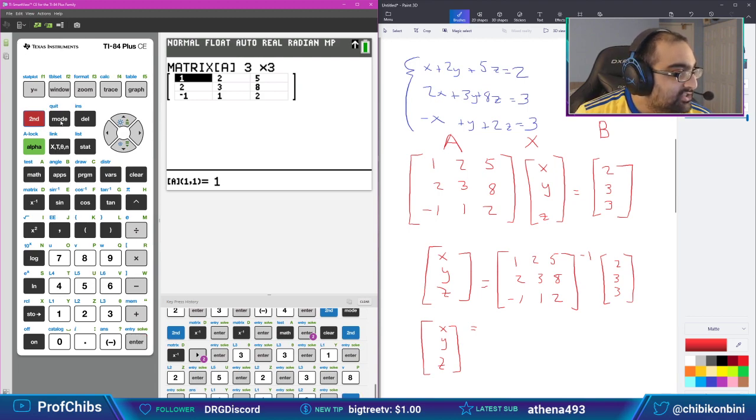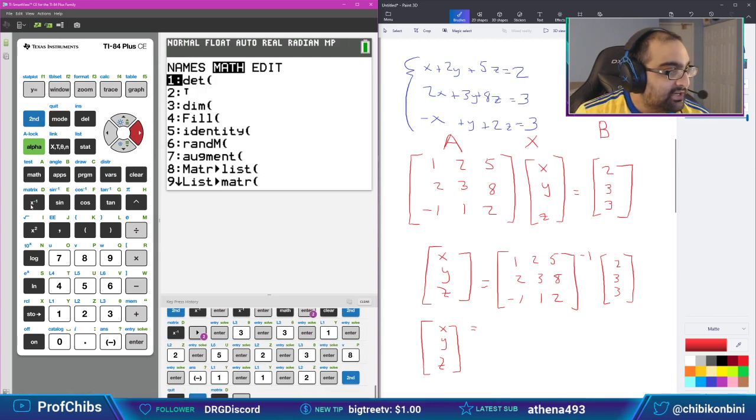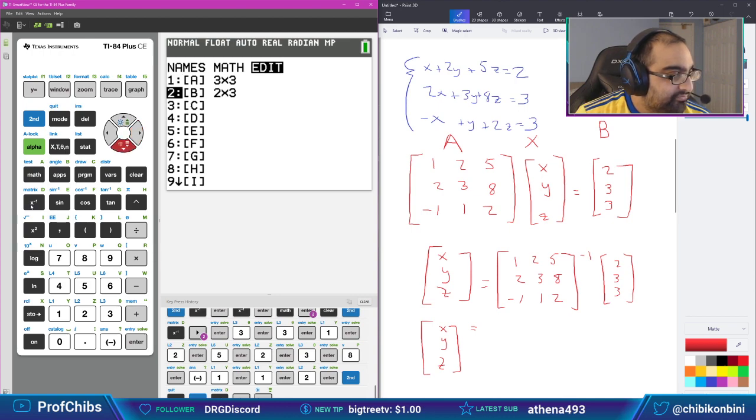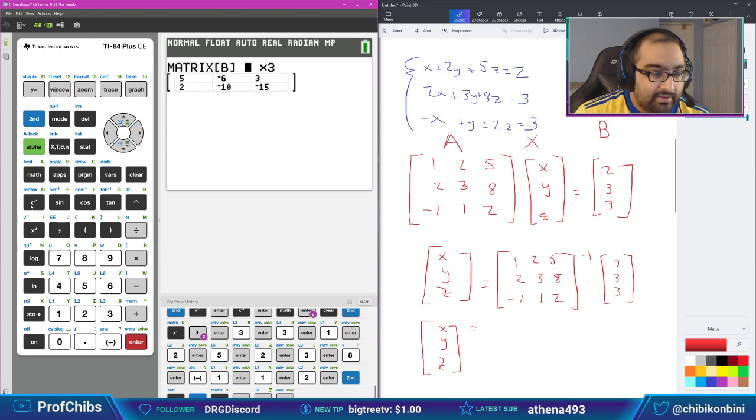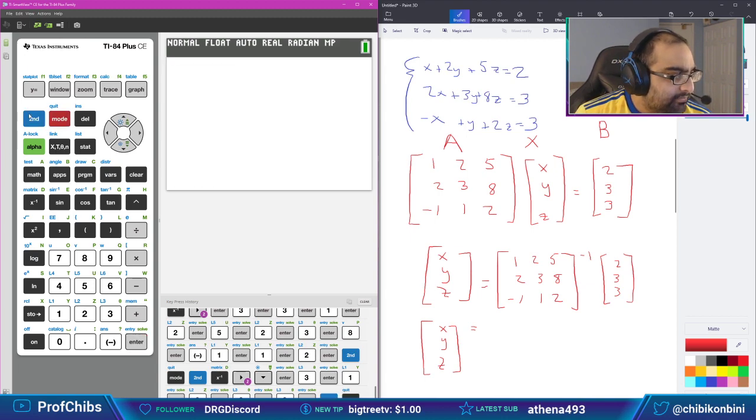Okay, so we hit second and mode. That'll clear up that first matrix. We need second and matrix again. We need to edit another matrix, the matrix B. In this case, matrix B, we have 3 rows and 1 column. Each one of these numbers is considered a row: 2, 3, 3. So that's what we'll put in here. There we go. We'll hit second and mode to go back to the main screen.